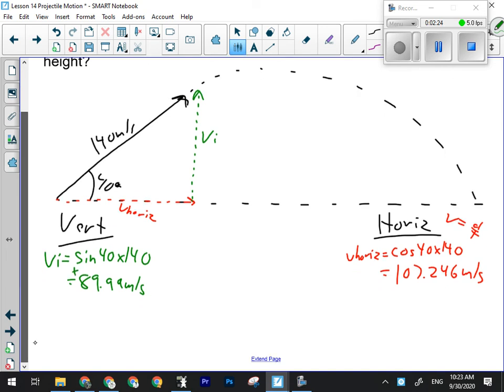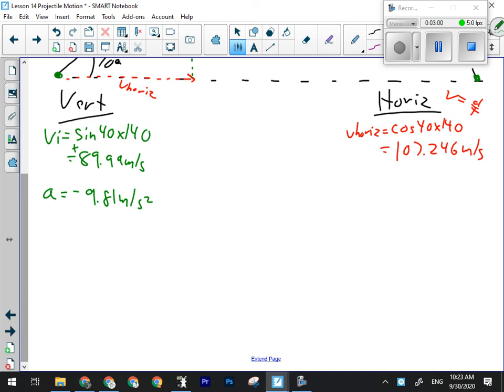What else do I know vertically? Gravity, right. I know the acceleration is negative 9.81 meters per second squared. We have to assume this cannon is fired on Earth because we're not told otherwise. Now, if this cannonball follows this arc and the impact point is the same level as the firing point, what do we know about VF? It's the same as VI, but negative. All right, so there's the information that we have now.